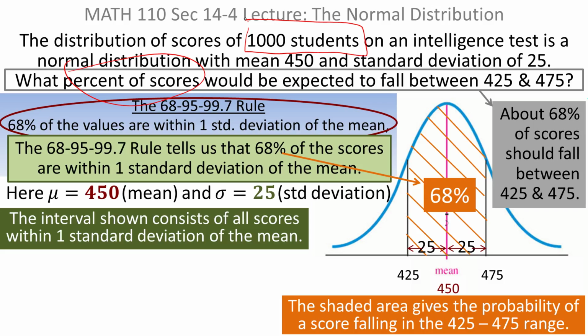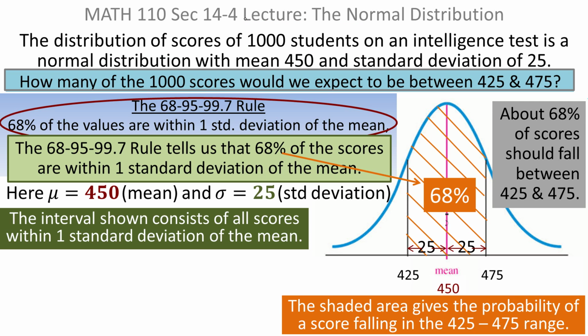So I'm going to change the question slightly from what percent of scores would be expected in that range to how many of the 1,000 scores would be expected to be in that range. Now think about the difference. The first question asks about a probability or a percent. This question asks for an actual number of student scores. Well, how do we do that?